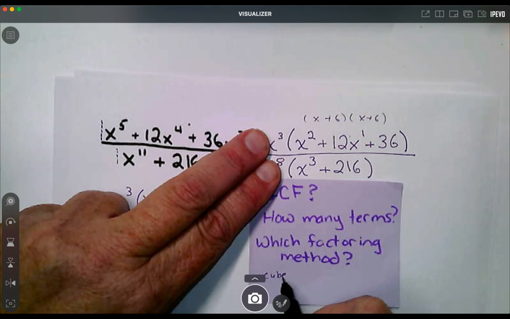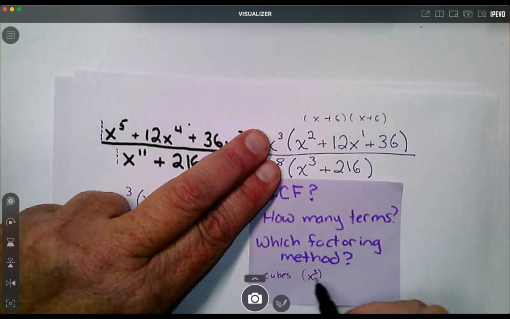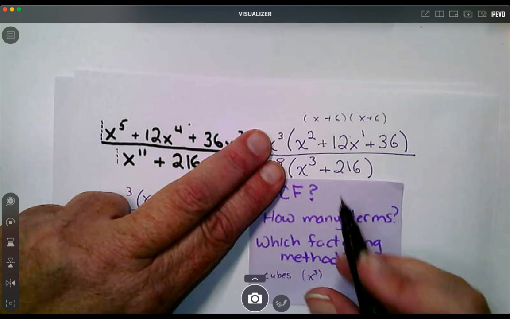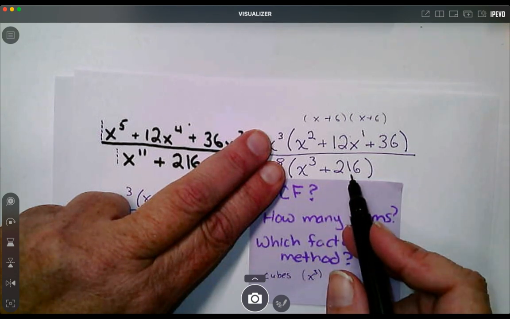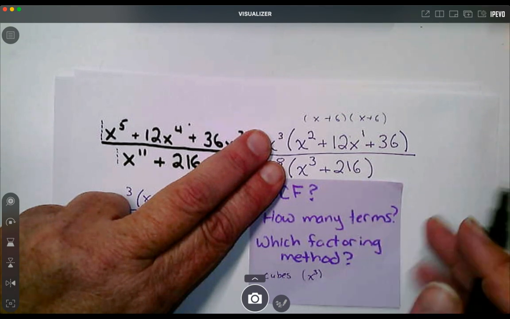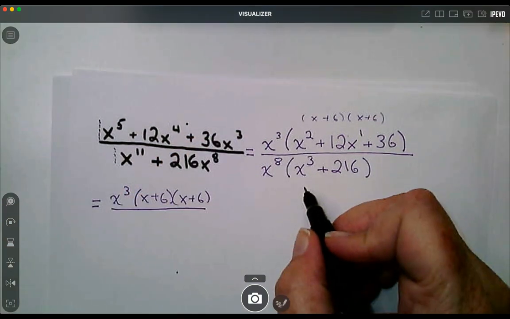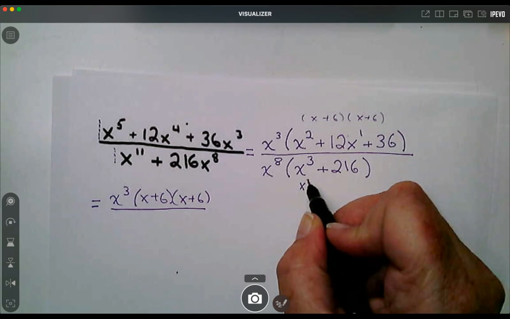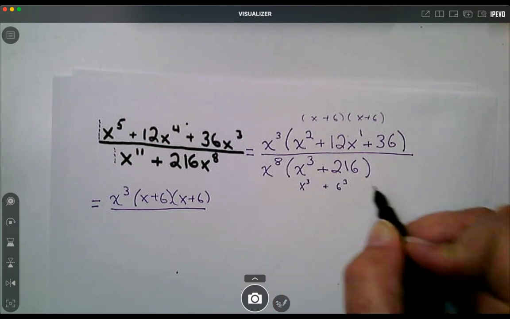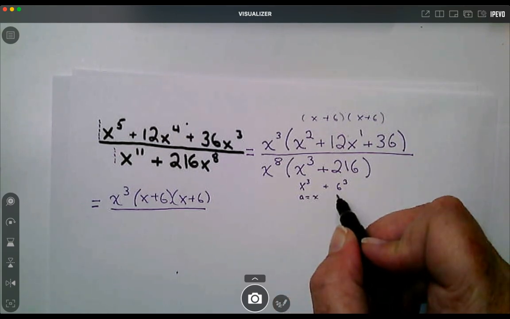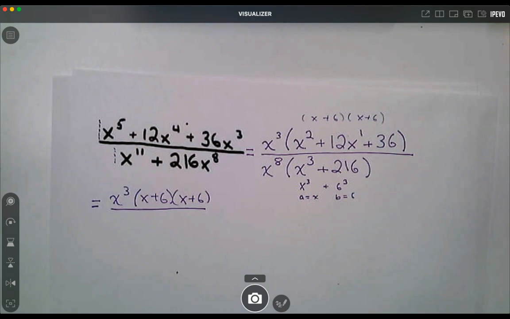Well, cubes are things to the 3rd power, right? So if you have an x to the power 3, then you have a sum of cubes or a difference of cubes potentially. And that's a sum. And then the only other question we have to ask ourselves is, 216, can you write it as something cubed? And you can. It's 6 times 6 times 6. So this could be x to the power 3 plus 6 to the power of 3. So that would mean my a is the same as x in my formula, and my b is the same as 6 in my formula.